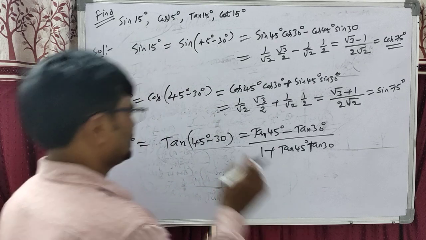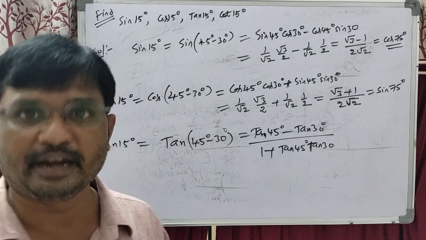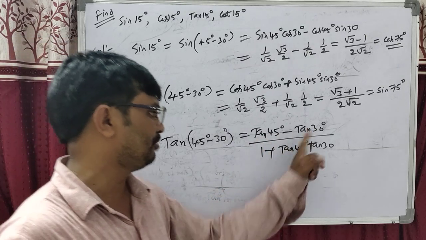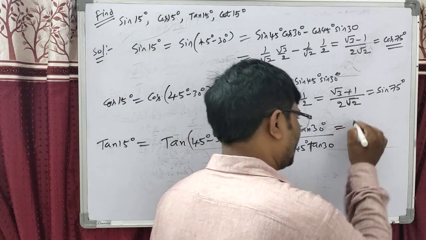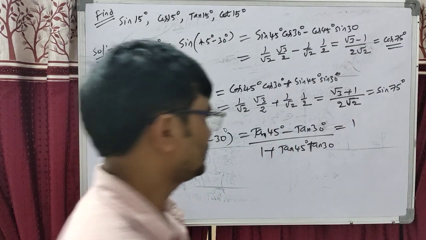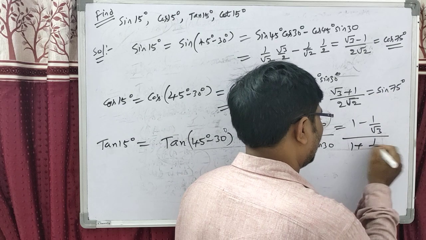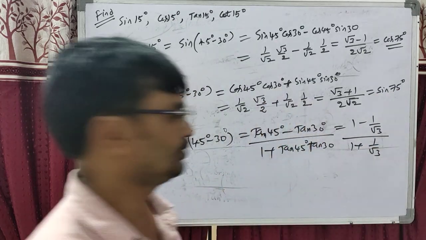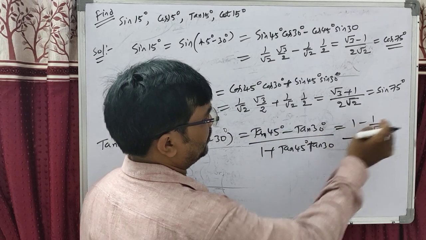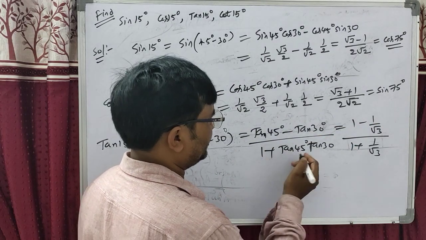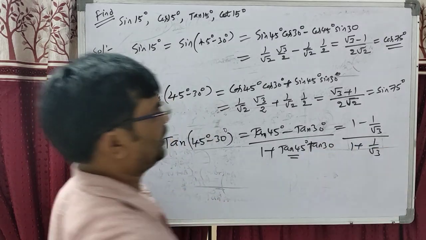My dear students, this is known as A minus B. The tan of A minus B we can write as tan A minus tan B by 1 plus tan A tan B. That is, tan 45 is 1 minus tan 30, which is 1 by root 3, upon 1 plus 1 by root 3. Okay students, what is this? Tan 45 is 1, tan 30 is 1 by root 3. This is 1. Dear students, 1 into 1 by root 3 is 1 by root 3.